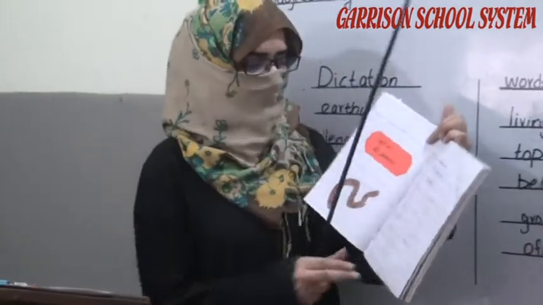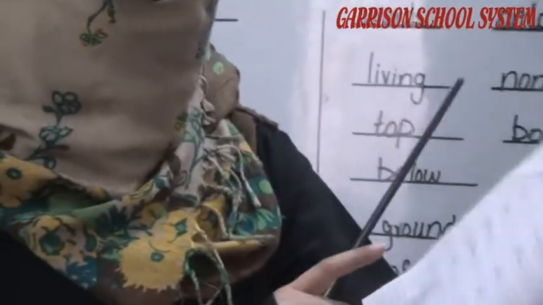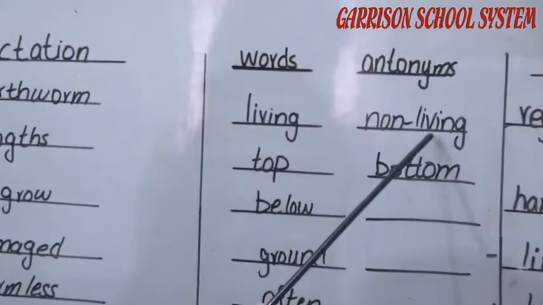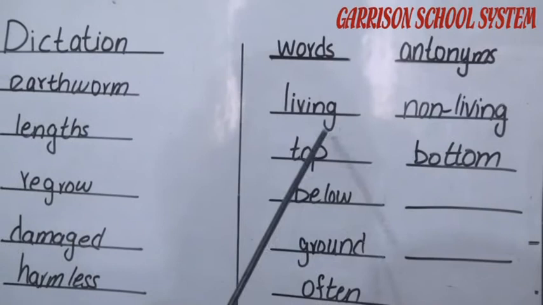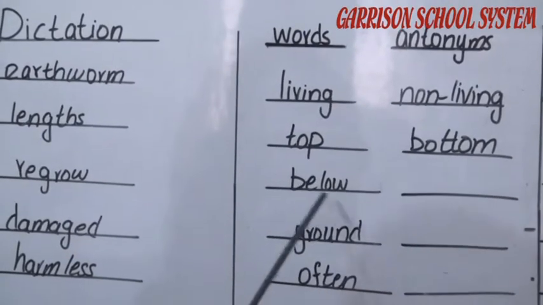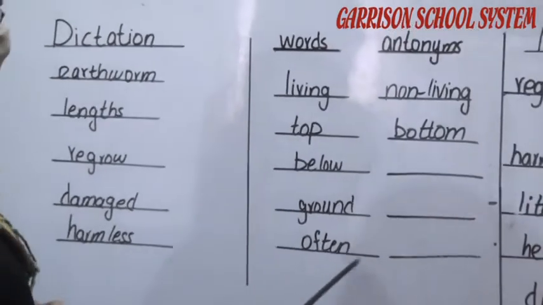Now, the next activity is about word antonyms, like opposite words: living, non-living. Opposite words, living means जिंदा रहने वाली, non-living. Top, bottom, below, ground and often.